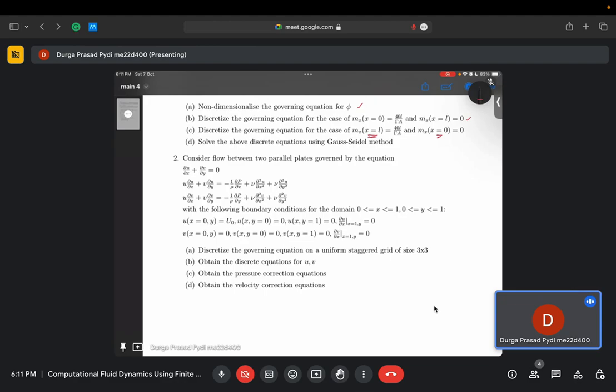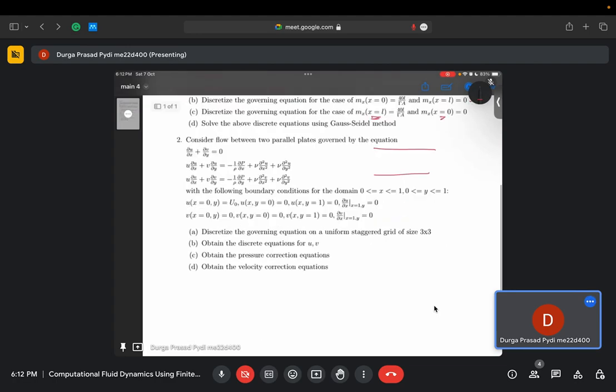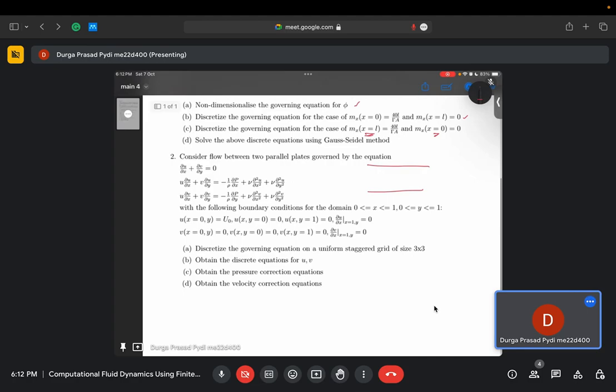The next one is a very standard question that we have been discussing for so long. We have two parallel plates. The only difference between the previous and this one is that the previous is a one-dimensional problem. Now we will be doing a two-dimensional problem. So we'll have a few more problems. Now that you have already been introduced to SIMPLE, we will see how to apply SIMPLE here. So we have two plates, and there is a flow between them.